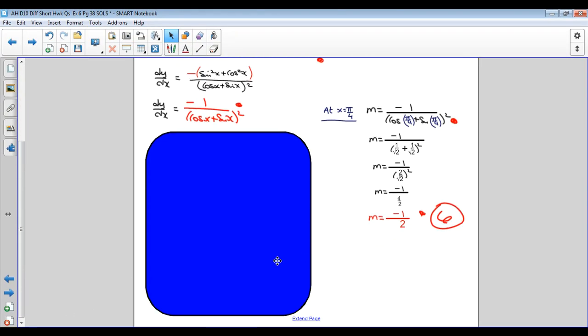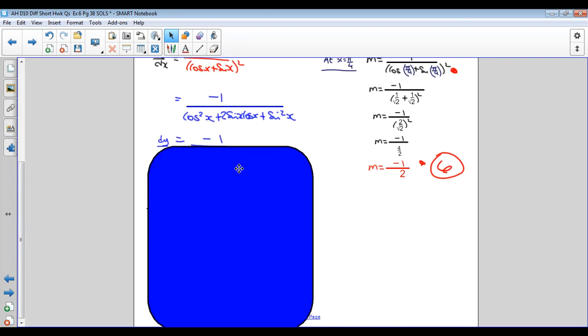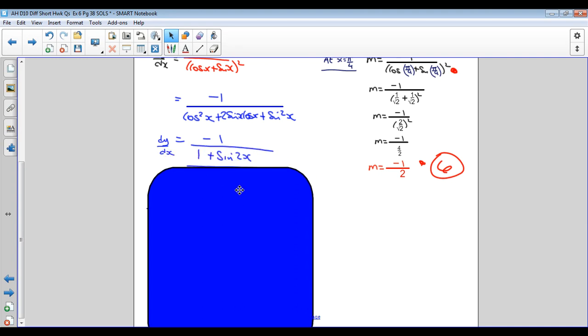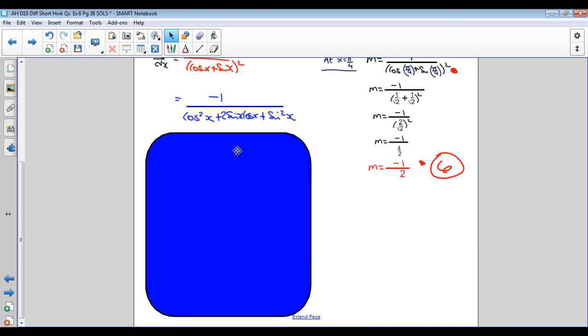You can see I've hidden something here. That's if you wanted to expand the bottom before you substitute in, sine squared and cos squared go to 1 again, and it's 2 sine cos goes to double angle, and then you can substitute and you get the same answer, but there's no need to do that. Okay, so I'm just covering it up again.